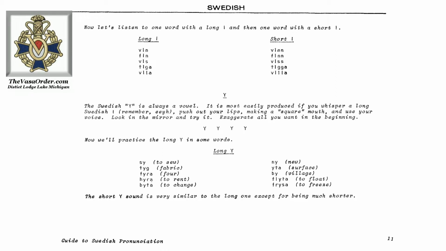Now let's listen to one word with a long E and then one word with a short E. Long E. Vin. Short E. Vinn. Fin, finn. Vis, viss. Tiga, tigga. Vila, villa.